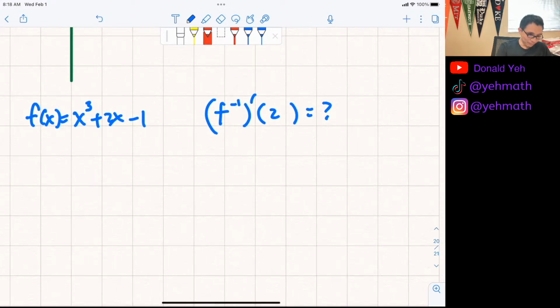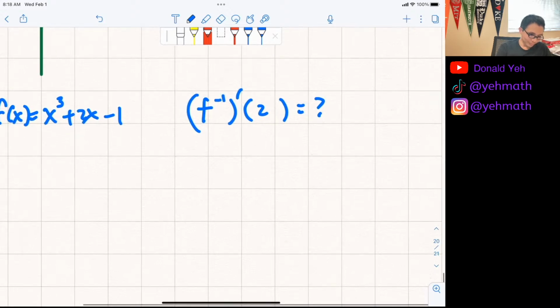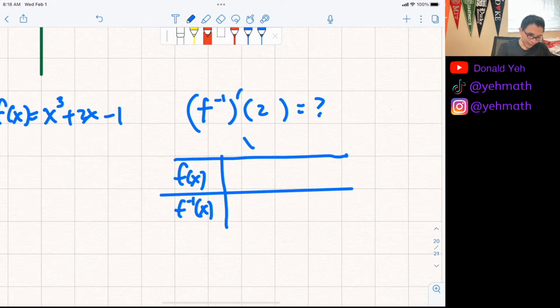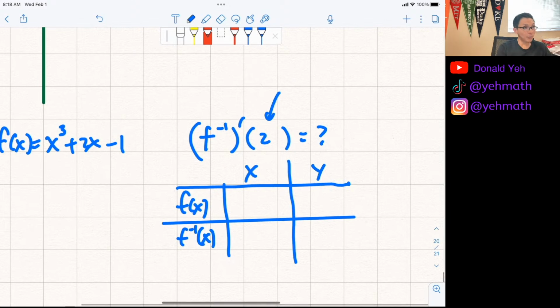Okay, so I'm going to build a very simple chart to help you understand. There's f of x and f inverse of x, and I'm gonna build this chart. I'm gonna have an x and y, right? Since this is function notation with parentheses, is that the x value or y value? Yeah, that's the x, right? So that's the x value.